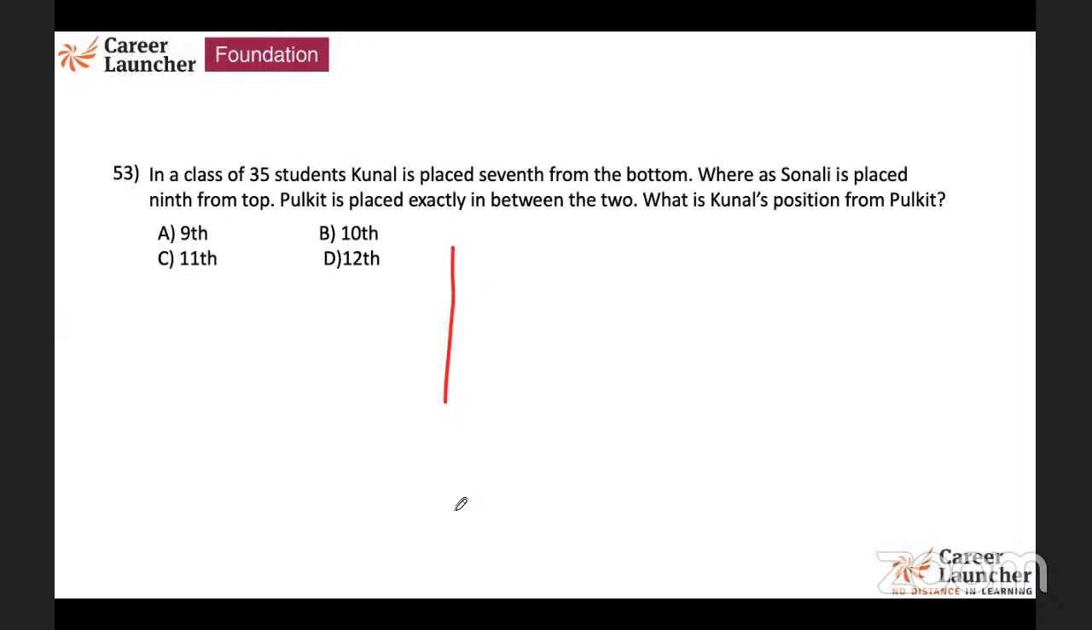Think about it. There are 1 to 35. Kunal is placed 7th from the bottom. What should be Kunal's position? 29. Because 7th from the bottom. Remember, 35 minus 6 will be 29. 35, 34, 33, 32, 31, 30 and 29. 1, 2, 3, 4, 5, 6, 7. 7th is 29. So from the bottom.